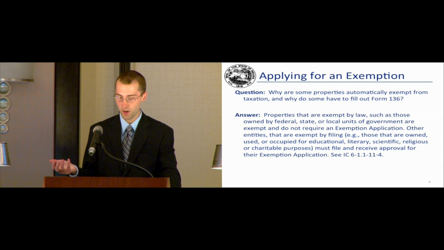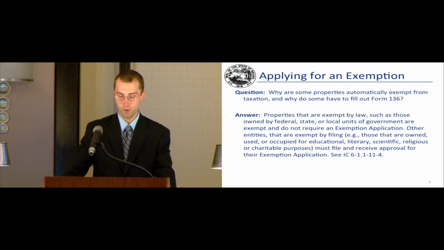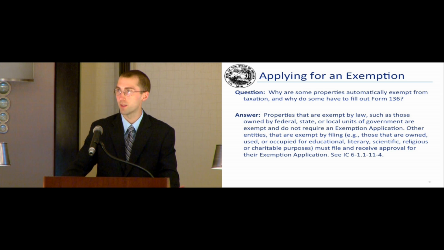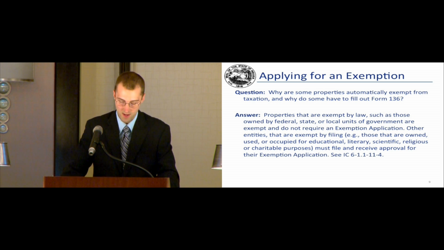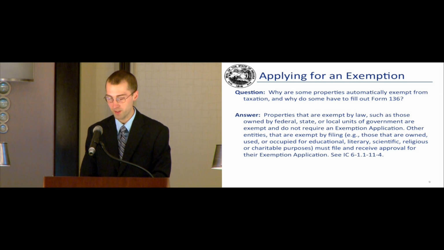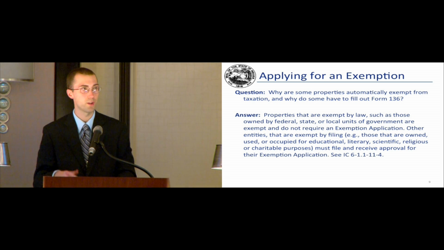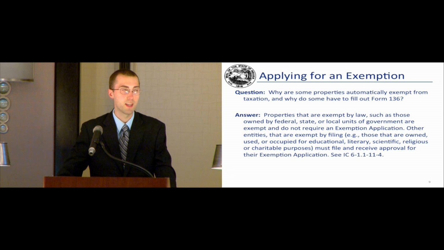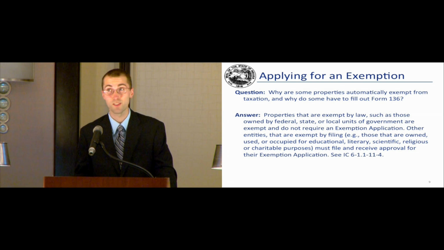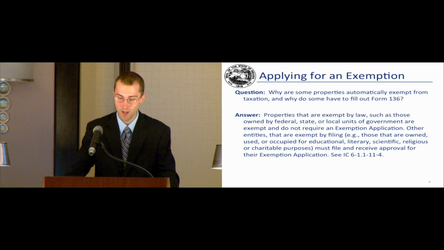Now, one question that may arise with respect to applications is why some properties are exempt from filing automatically while others need to file. The reason for this is that the Indiana Code distinguishes between properties exempt by law and properties exempt by filing. Properties exempt by law, which include government properties, do not require an application, while properties exempt by filing, including those owned, used, and occupied, if real property, for purposes included in Indiana Code 6-1.1-10-16, -21, or -24, require an application and must receive approval before they are exempt. And you'll see the code site to which I'm referring that explains this.